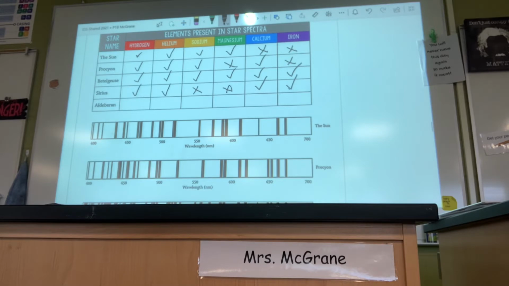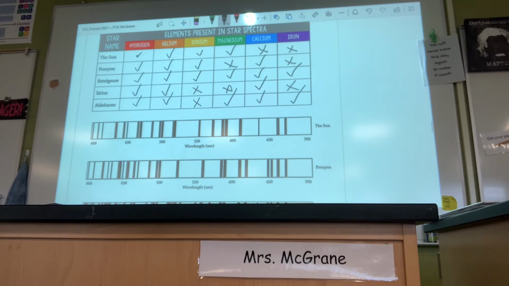Iron is in Sirius? No. Check it again. Oh, I will. Aldebaran. Is there hydrogen in Aldebaran? Helium? Carter, is it? Oh, no. Sirius? No. No iron in Sirius. Sodium for Aldebaran? No, okay. Magnesium? Calcium? Iron?